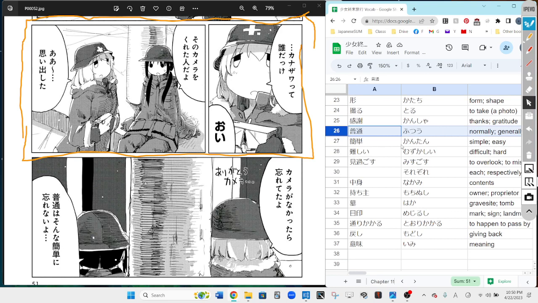Starts with Kanazawa. Okay, Kanazawa te dare dake? So the first bubble says, Kanazawa, who is he? Then the next bubble is like saying, hey, sono kamera o kureta hito da yo. So the third bubble is saying, it's the person that gave us the camera. Then the fourth bubble is, omoidashita. I remembered. Perfect. And Cookie, the bottom two bubbles will go to you.